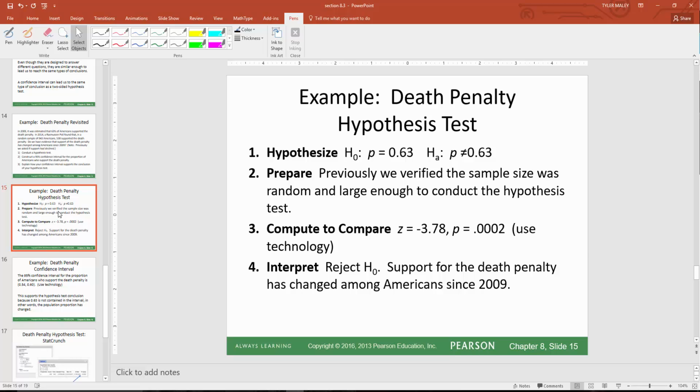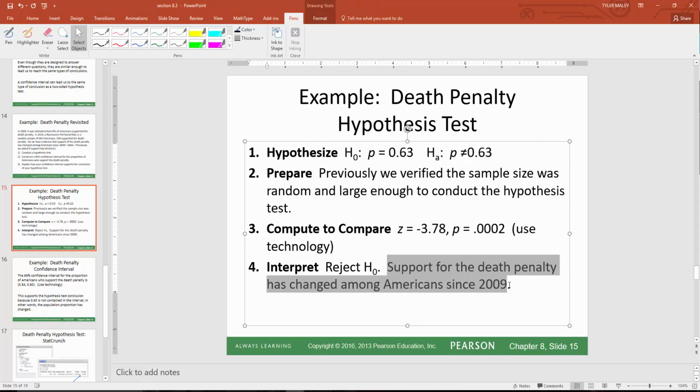Now we need to interpret. If I use an alpha of 0.05, we're going to reject my null hypothesis. So there is support that the death penalty has changed among Americans since 2009. There's evidence to support the alternative hypothesis. This is another way to do interpretation that's pretty easy to write: we can just say there's support for this item, and that's what the alternative hypothesis was checking.